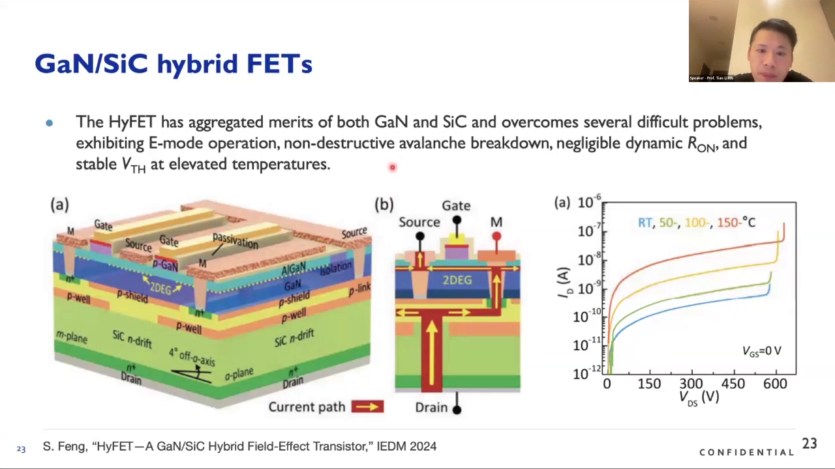And this can overcome several difficult challenges in the conventional GaN HEMT. For example, it can exhibit enhancement mode operation. Also, it's important to have a non-destructive energy breakdown, negligible dynamic Ron, and also a very stable threshold voltage.